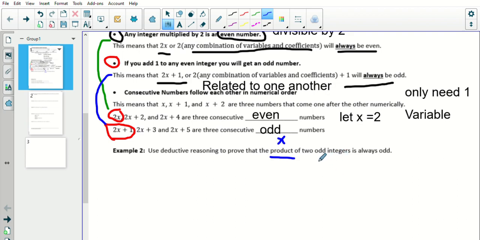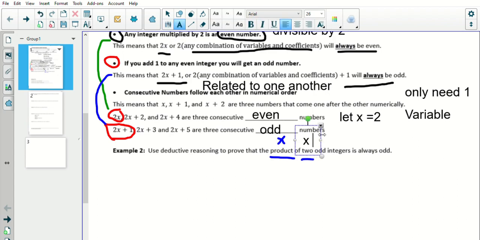The next thing we have is 2. I have 2 different numbers. Are they related? Does it say consecutive anywhere in there? It doesn't. So what this tells me is I need to have 2 different variables. I need to have an x and a y.